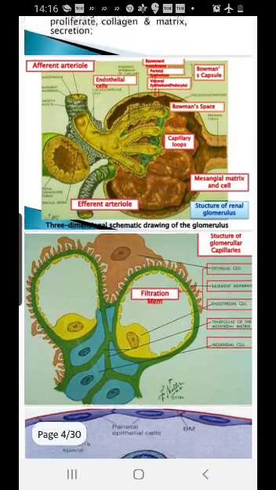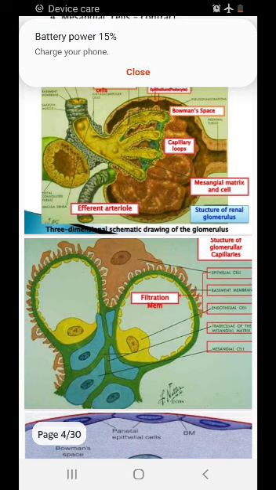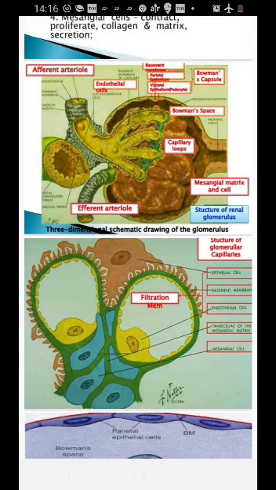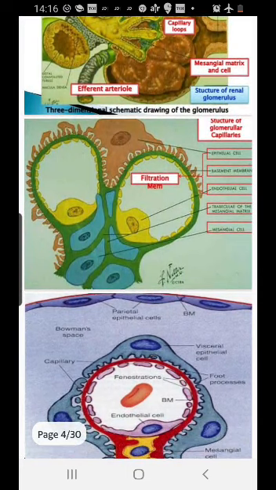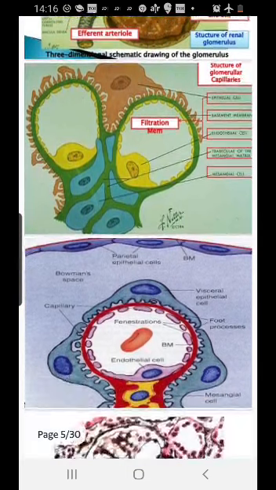This figure is particularly important because in some of the conditions you will see deposits present only in the epithelial cells. Some of the deposits will be seen only in the endothelial cells, some in the basement membrane, and some in the mesangial cells. So there will be a mixture of deposition in different types of cells.